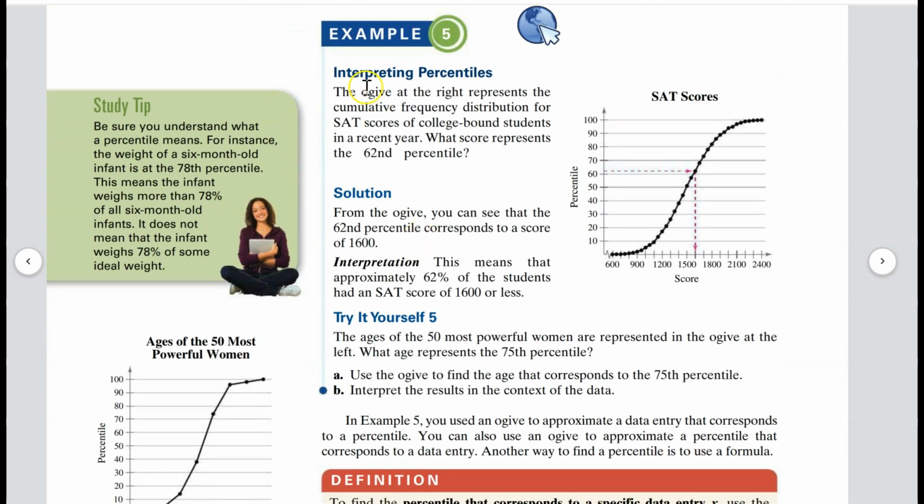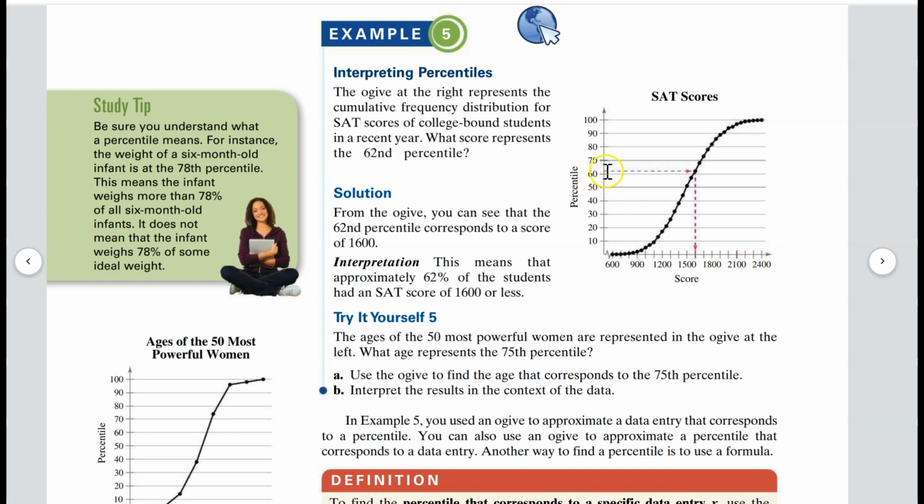The ogive at the right represents the cumulative frequency distribution for SAT scores of college-bound students in a recent year. What score represents the 62nd percentile? So you can see it's kind of already drawn for you. Here is the percentile on the y-axis, here is the score on the x-axis. So we look at the 62nd percentile.